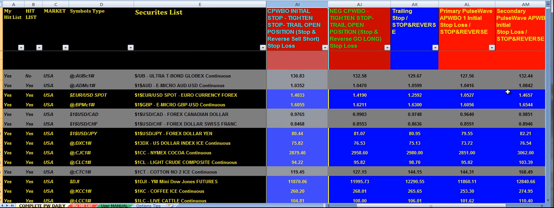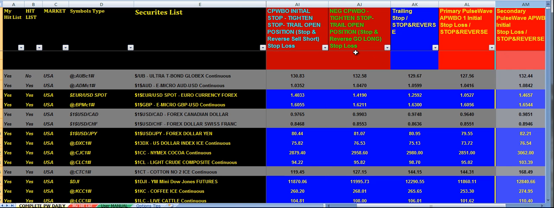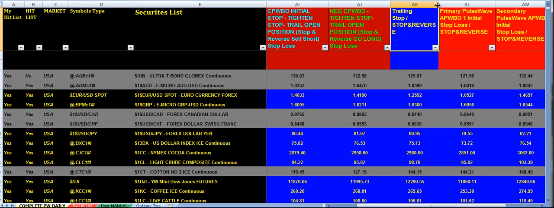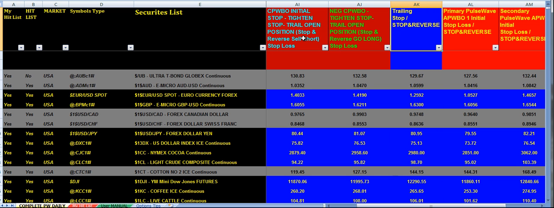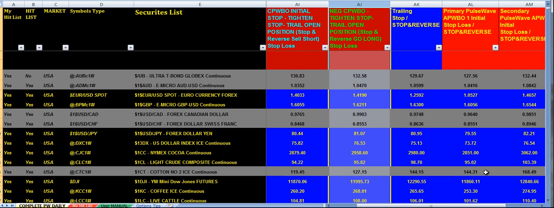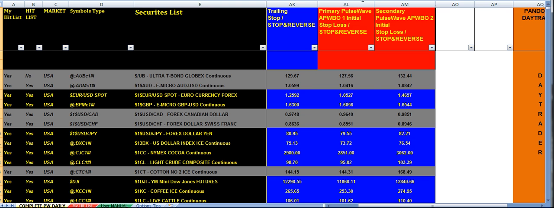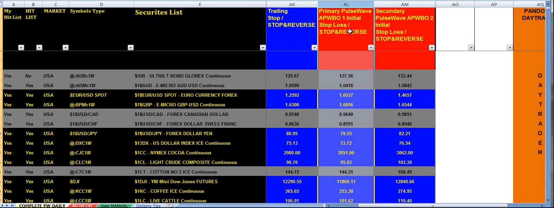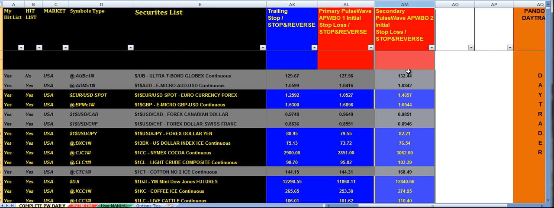Columns AI through AM are your stop loss triggers and trailing stop loss triggers. If you are long a confirmed pulse wave breakout, use column AI as your initial stop. If you're short a confirmed pulse wave breakout, use column AJ as your stop. If you're long a pulse wave, use column AL as your initial stop loss. If you're short on a negative pulse wave, use column AM as your stop.